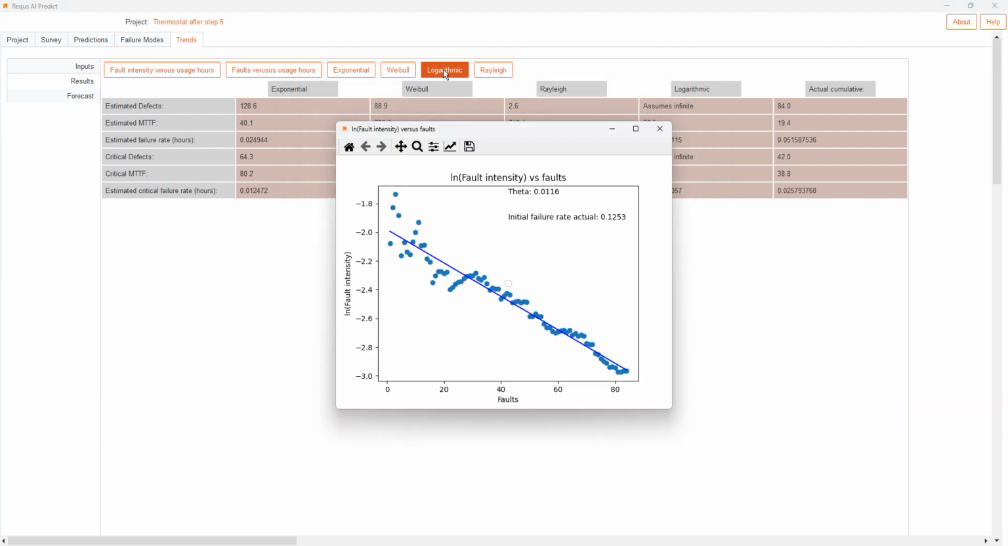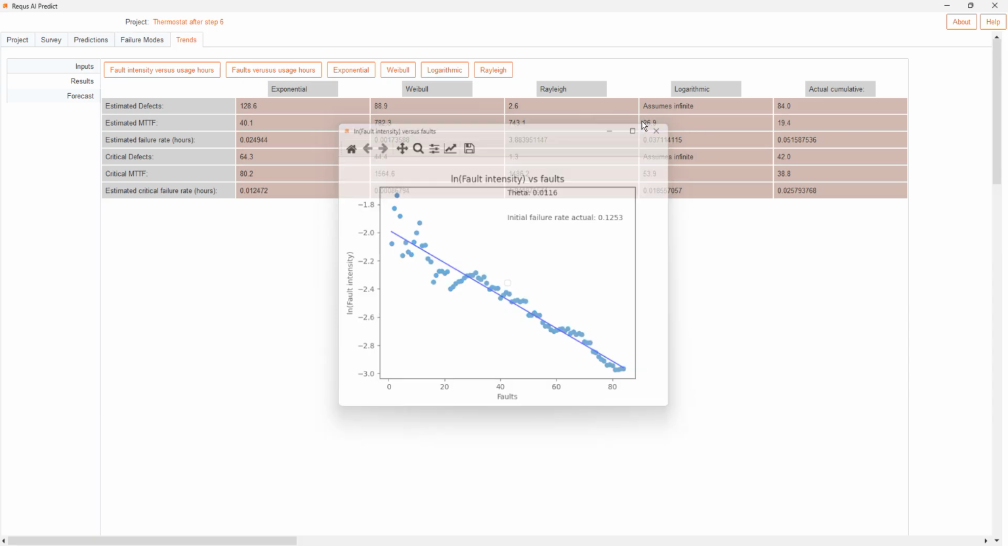And then the logarithmic model, it uses a logarithmic graph to get those intercepts. And the logarithmic model does not predict the total inherent defects because it assumes it's infinite. What it does is basically forecast how close we are to getting to that point at which there's virtually no defects left.